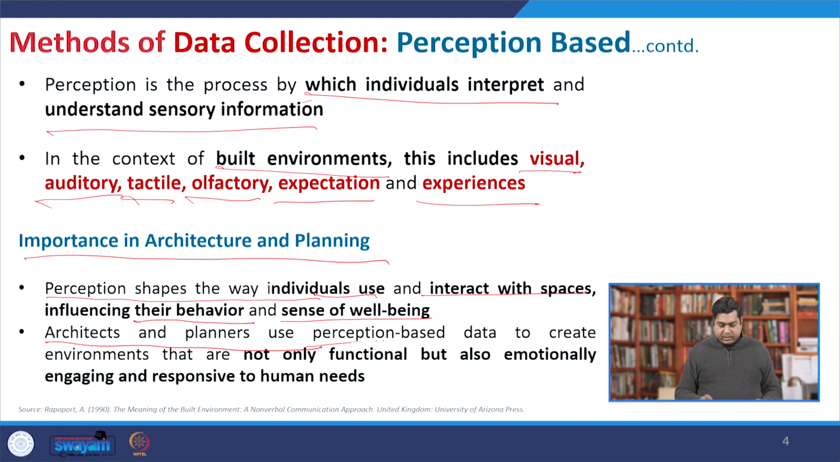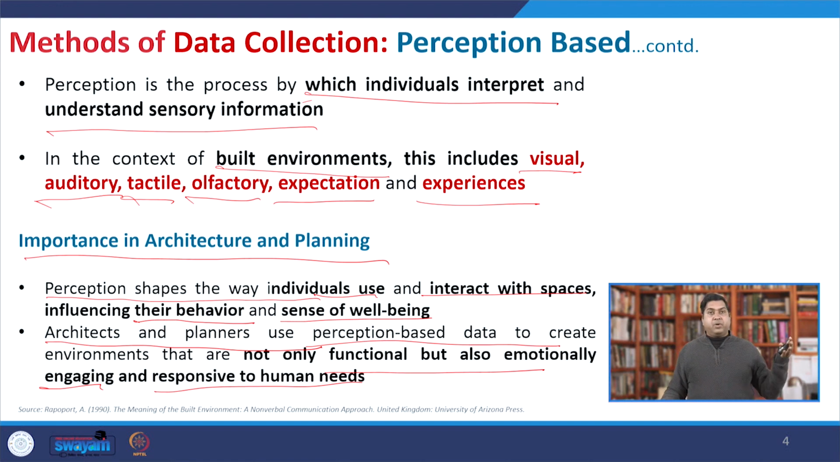Architects and planners use perception based data to create environments that are not only functional but also emotionally engaging and responsive to human needs. Even if we take a small building design, in that case also we try to take the perception of the clients, that the clients had certain imagination, certain expectation within that particular space, and with the different alternation of the forms and the interrelationship among the spaces, you can bring out something which can meet their expectation. That's what normally the architects do.